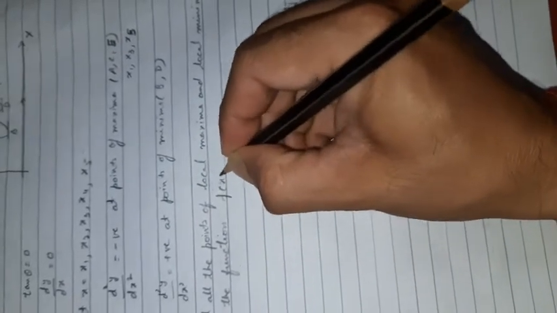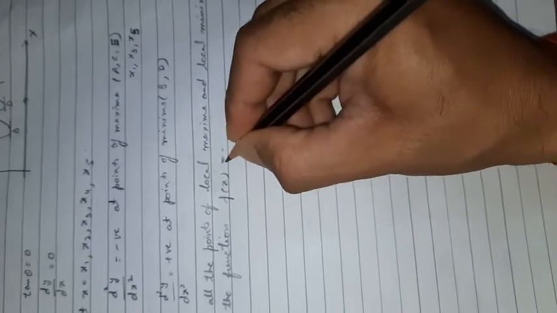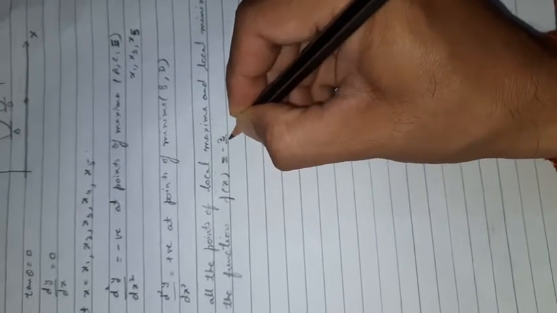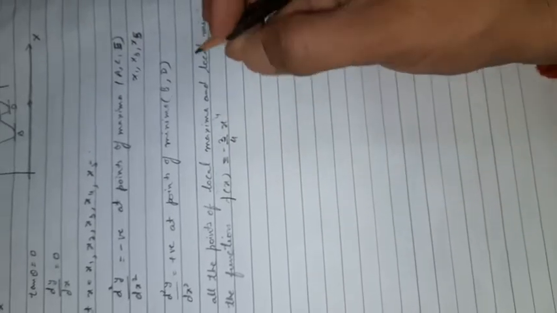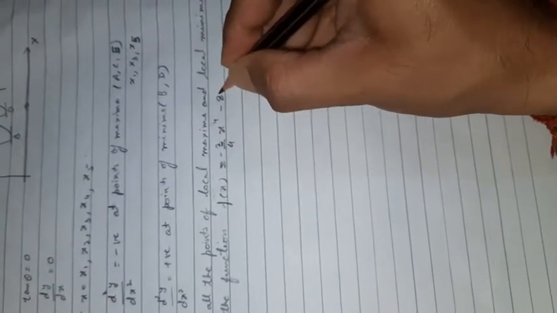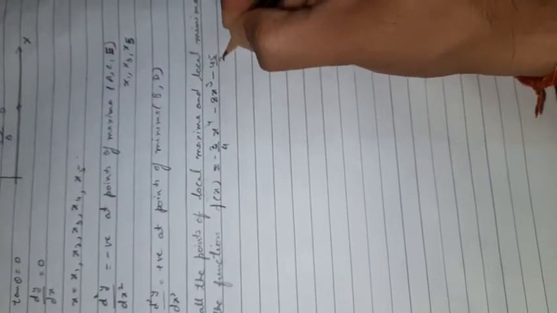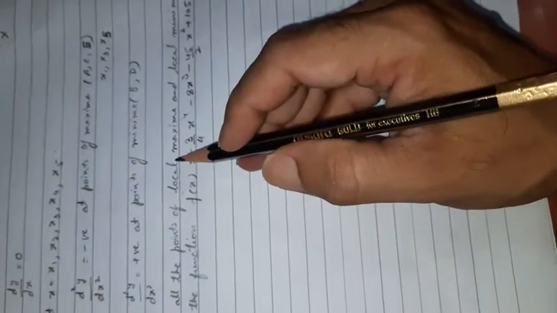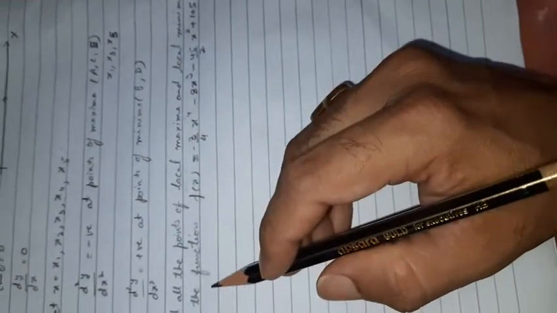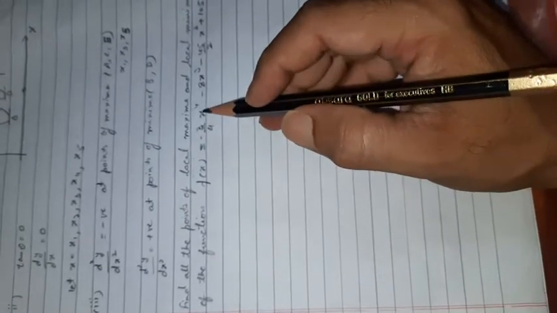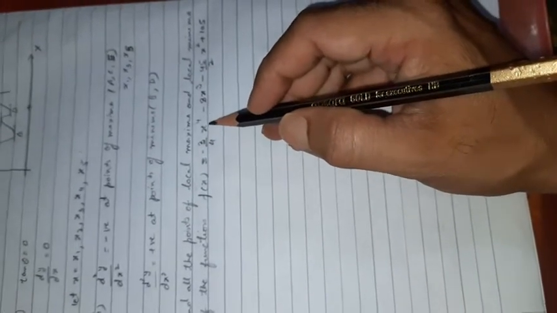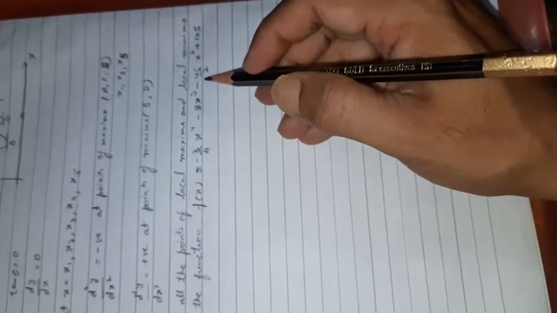and the function is f(x) equal to minus 3 by 4 x to the power 4 minus 8x cube minus 45 by 2 x square plus 105. Find all the points of local maxima and local minima of the function f(x) equal to minus 3 by 4 x to the power 4 minus 8x cube minus 45 by 2 x square plus 105.